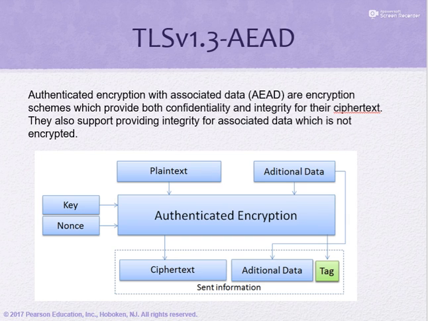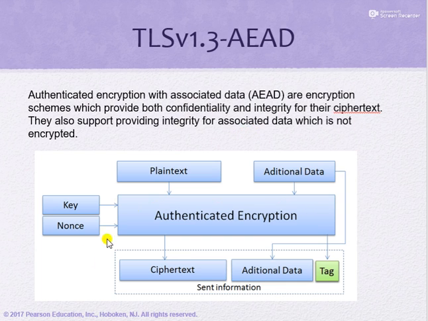As I mentioned earlier, TLS version 1.3 supports authenticated encryption algorithms. So what is an authenticated encryption algorithm? Authenticated encryption with associated data are those encryption algorithms which provide both confidentiality and integrity for their ciphertext. They also support providing integrity for associated data, even though it is not encrypted.